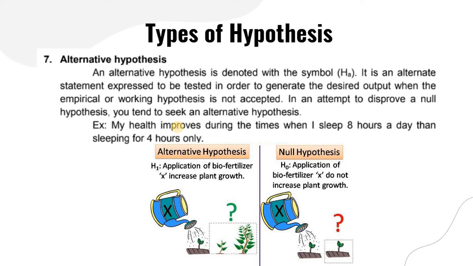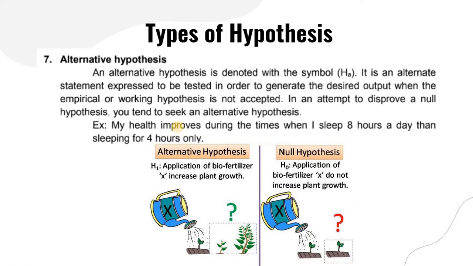So, alternative hypothesis, another example, H sub 1. The application of biofertilizer X increases the plant growth. So, yan yung alternative. Ang null hypothesis naman yan, again, negative. Application of biofertilizer does not increase plant growth. May mga negative words. Not, does not, don't. So, from those terms alone, alam mo na kagad, null hypothesis yan. Ito naman alternative hypothesis.